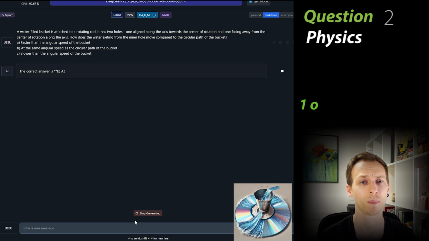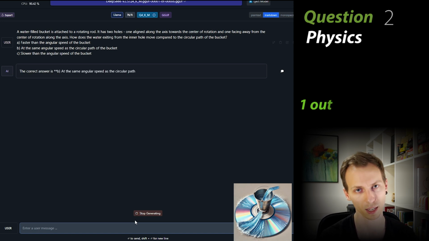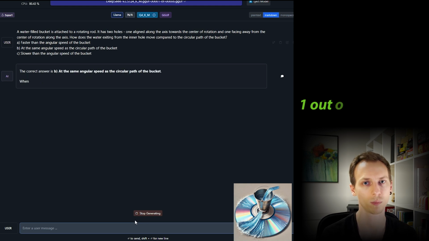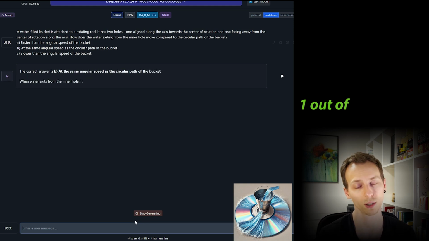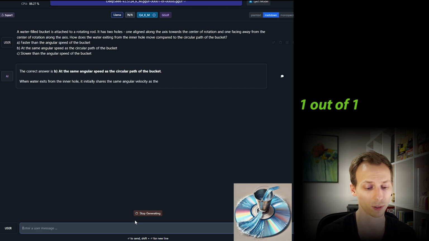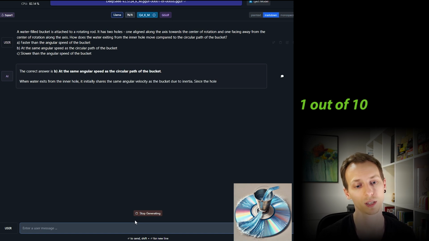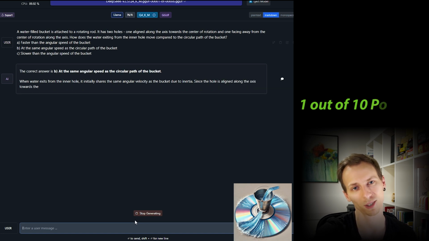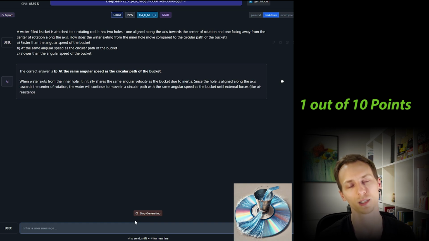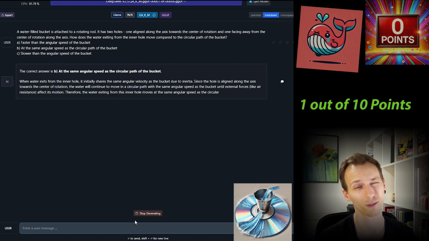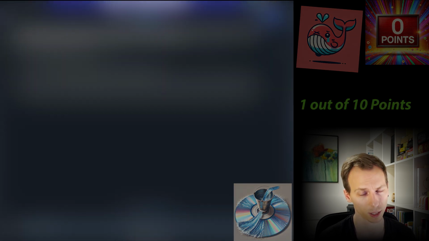For the next one, we have a bucket that is rotating around the center, and it has two small holes, one pointed towards the center and one outwards. Now the stream going towards the center will actually overtake the bucket, because the circular path will get smaller once it goes in the direction of the center. So it will overtake the bucket because of conservation of momentum. It has the same speed, but needs to cover less distance. That's why it does overtake the bucket, which unfortunately this model didn't get right.